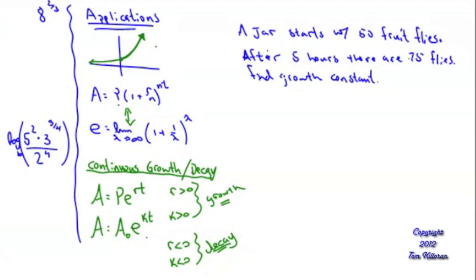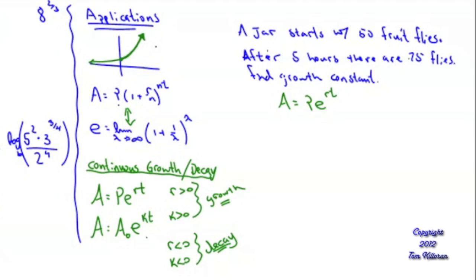Find the growth constant. Now, since fruit flies are growing continuously, we can't use the compound interest formula. We have to use the PERT one or the A sub 0 one. Which one do you want me to use? They're the same. I like PERT just because it's easier to think about. So A equals PERT. Just make sure the RT is an exponent. Now, in this case, the growth constant is R. In the other one, it's just K. It's the same thing. It's just what position is it in. So we're going to try to solve for R. So do I know what A is equal to?